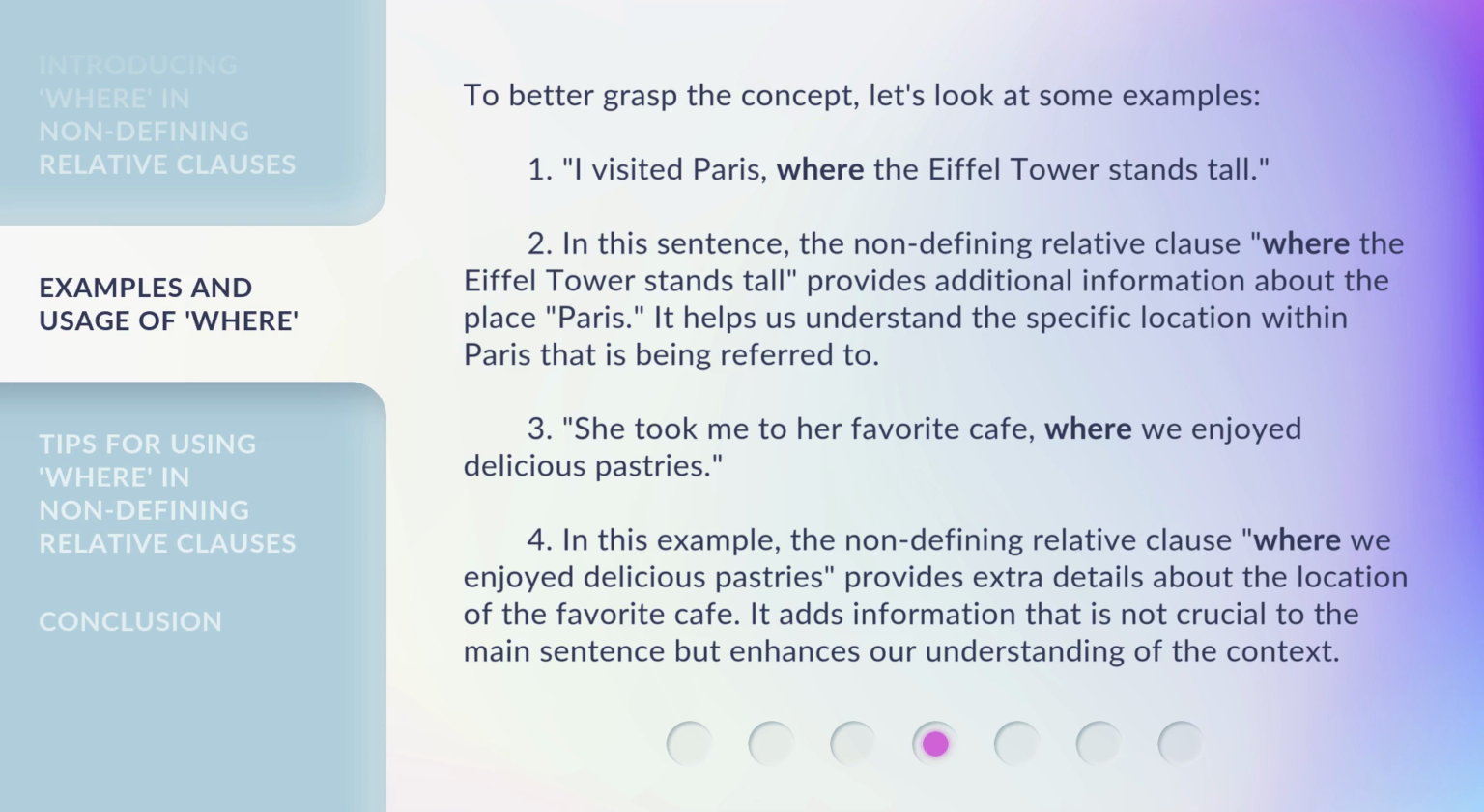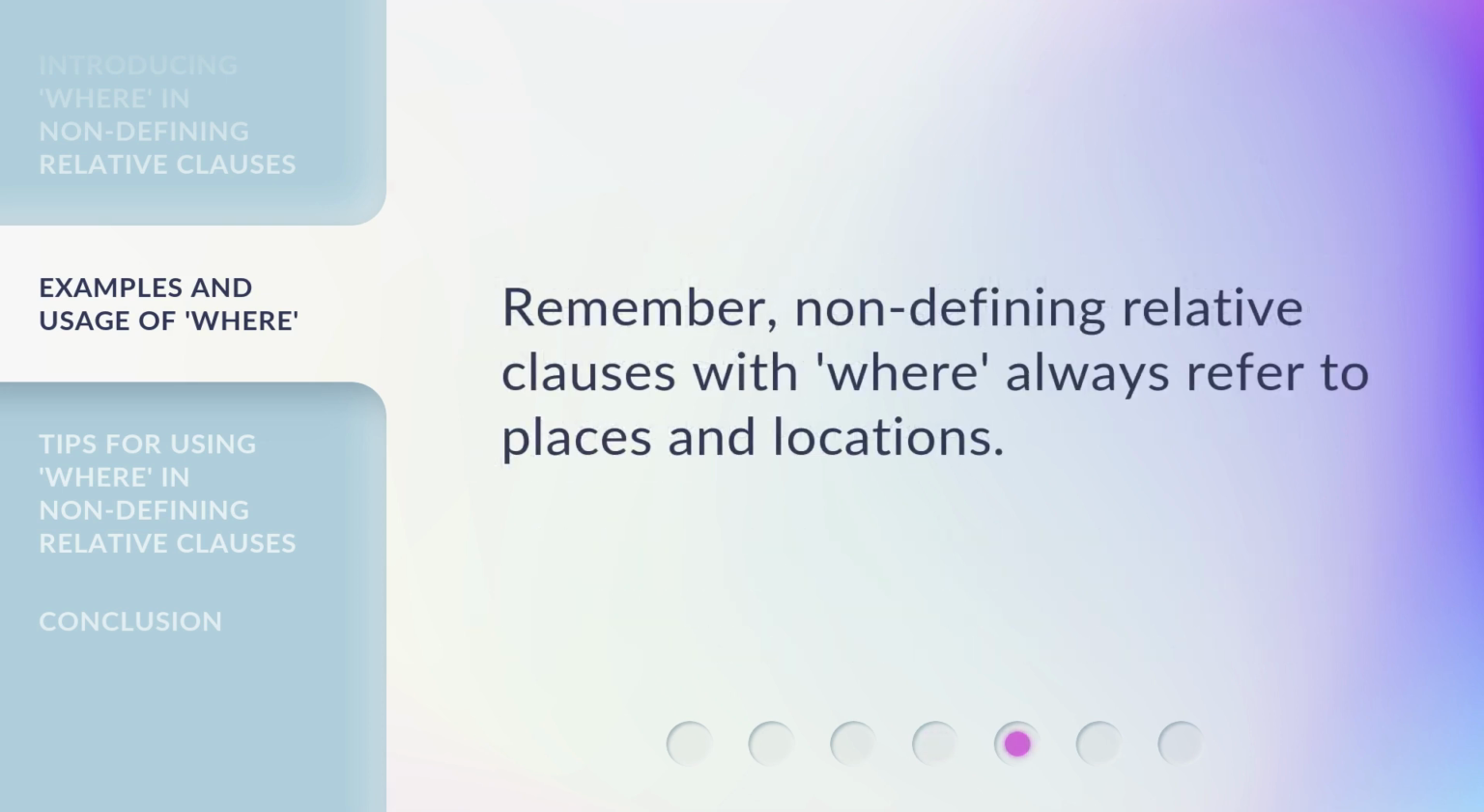3. She took me to her favorite cafe, where we enjoyed delicious pastries. 4. In this example, the non-defining relative clause, where we enjoyed delicious pastries, provides extra details about the location of the favorite cafe. It adds information that is not crucial to the main sentence but enhances our understanding of the context. Remember, non-defining relative clauses with where always refer to places and locations.